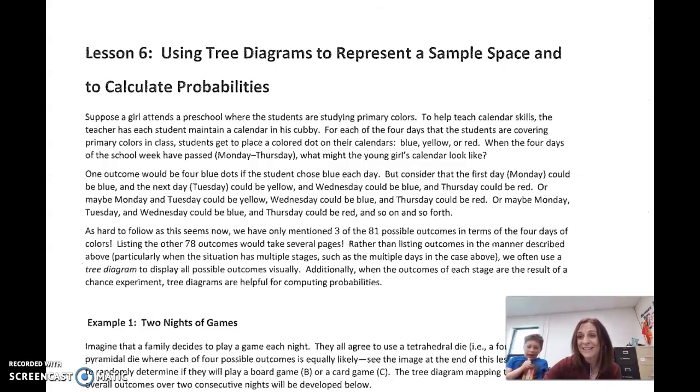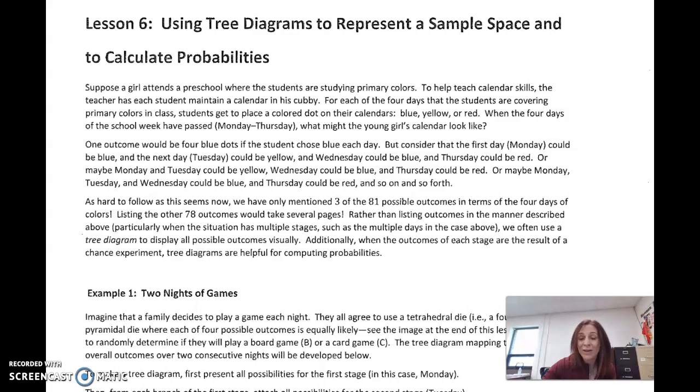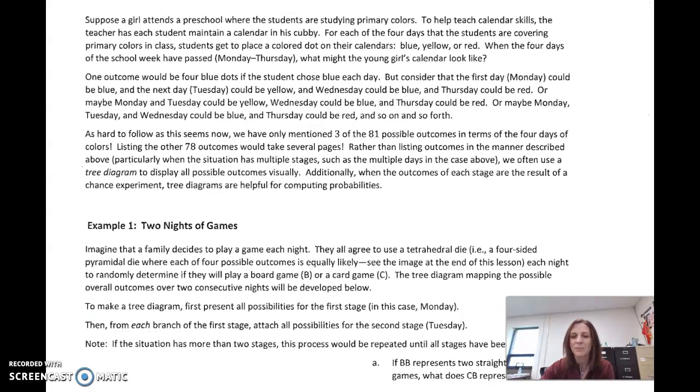So, lesson 6 is on using tree diagrams to represent a sample space. We're continuing to do probability. We're continuing to come up with our sample space, which is a list of all the outcomes. But now we're going to do a tree diagram to come up with those outcomes. So, here's an example of when we would use a tree diagram.